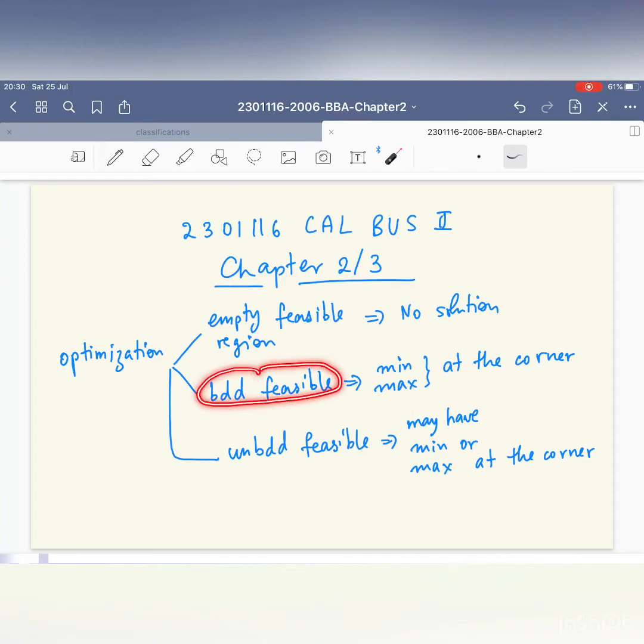If it is a bounded feasible region, then your min and your max will occur at one corner of your feasible region. If it is an unbounded feasible region, then your min and your max may occur, depending on your objective line. If it occurs, either min or max will be at the corner of your feasible region, even though it is unbounded.